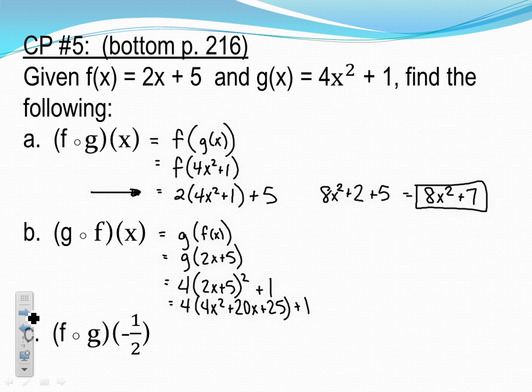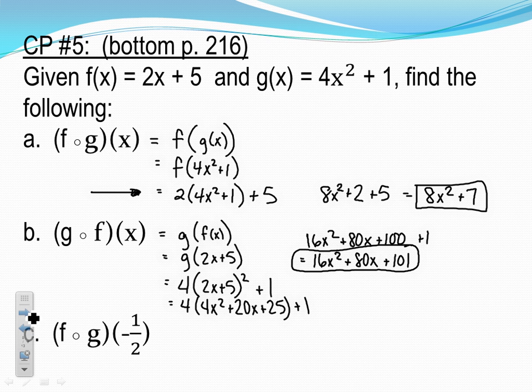Which would give us this. Then distribute your 4 through there, and combine like terms. And there's that one.